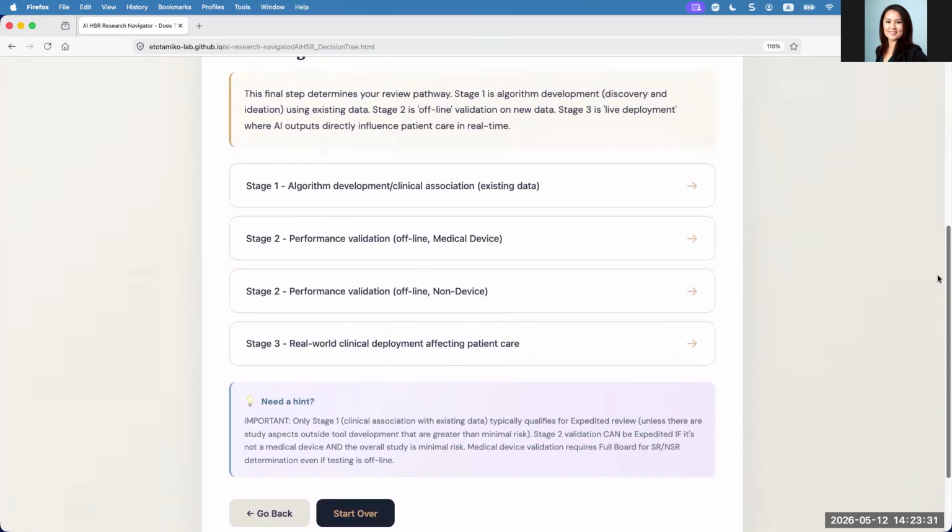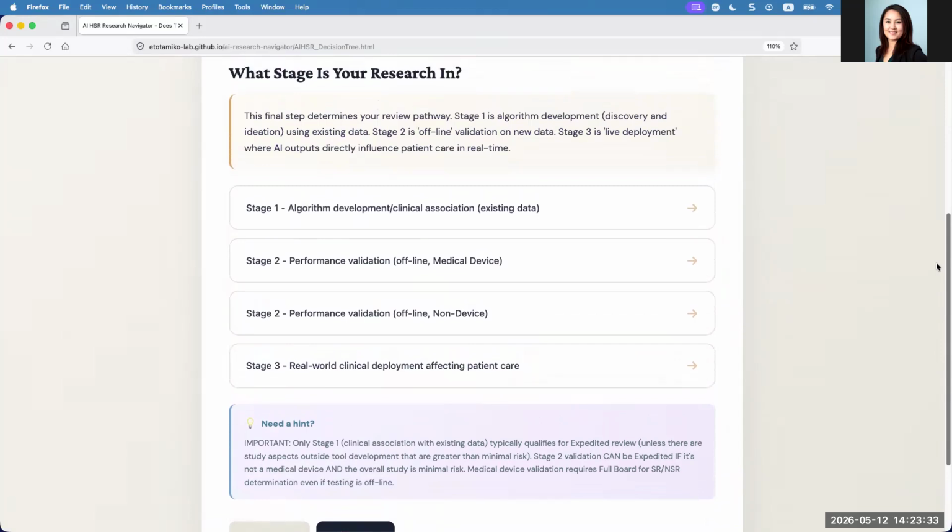Okay, now the final question: what stage of the AI research development are we in? We know we're doing offline validation, so we're not trying to put this into our medical record system just yet. We're not trying to make any impact on patient care just yet. We're just doing this offline validation of what we now know to be a medical device. And so that's stage 2.